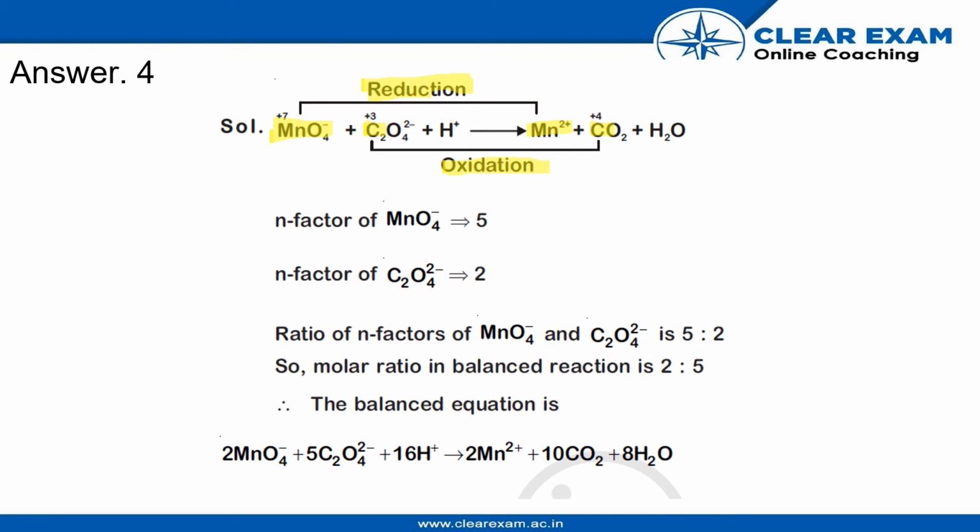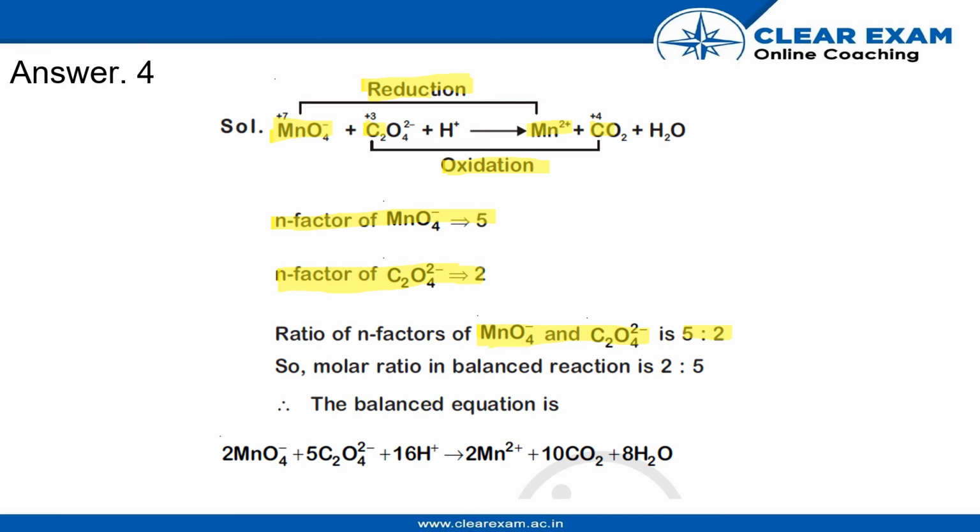The n factor of MnO4 minus is 5, as we have seen earlier, because the valence is changing from plus 7 to plus 2, so the difference is 5. The n factor of C2O4 2 minus is 2. So the ratio of n factors of MnO4 minus and C2O4 2 minus is 5 is to 2.